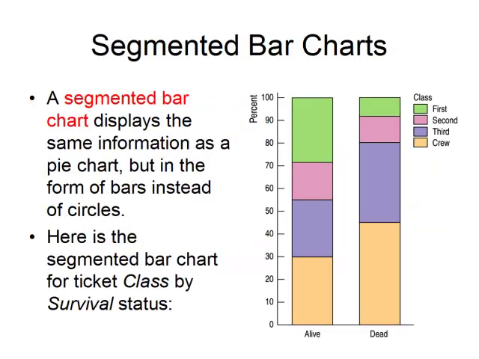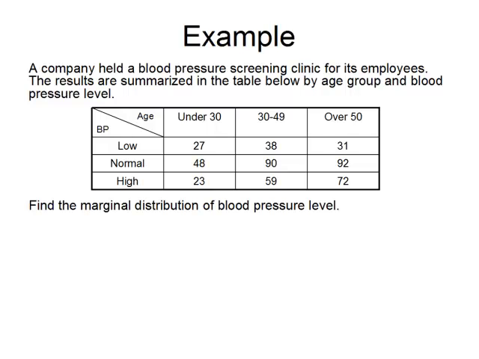A segmented bar chart displays the same information as a pie chart, but in the form of bars instead of circles. Here's the segmented bar chart for ticket class by survival status. Let's take an example. A company held a blood pressure screening clinic for its employees. The results are summarized in the table below by age group and blood pressure level. Find the marginal distribution of the blood pressure levels.